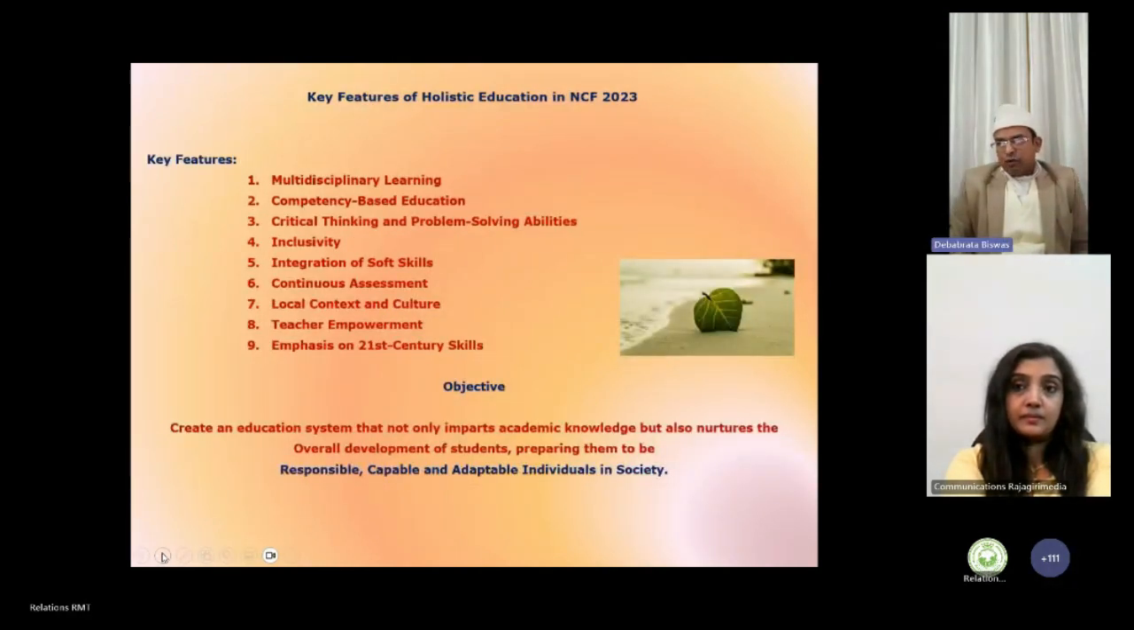Next, NCF 2023. I'm not going into detail. Points are all the same. Maybe a few words are changed, but still I have compiled it here for our understanding so that we can do a comparative study. Take the screenshot. If any question is there with any terminology, we can discuss later on. Ultimate purpose is the same: responsible, capable, and adaptable individuals in society. Next slide, ma'am.